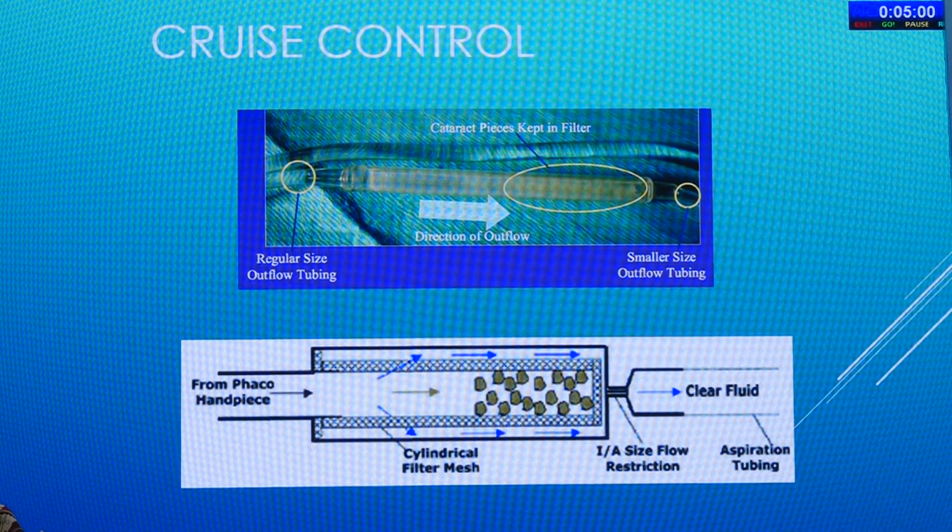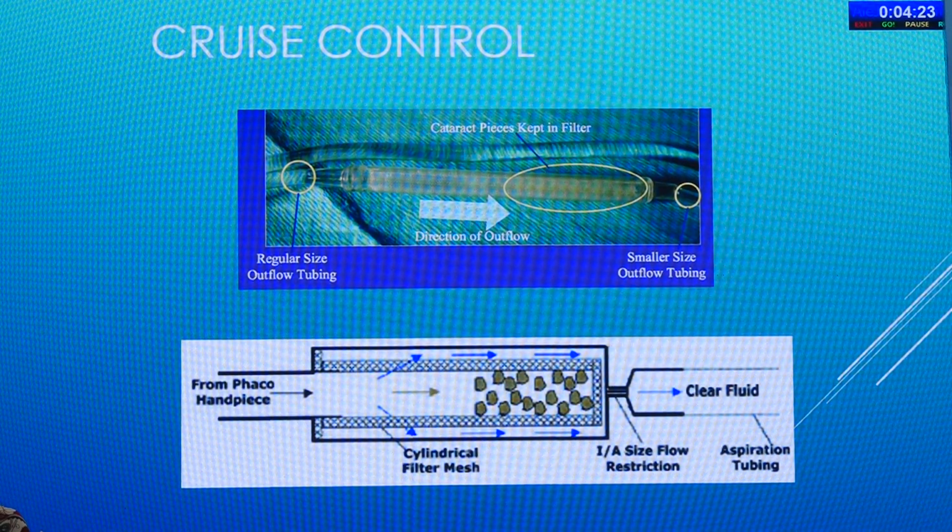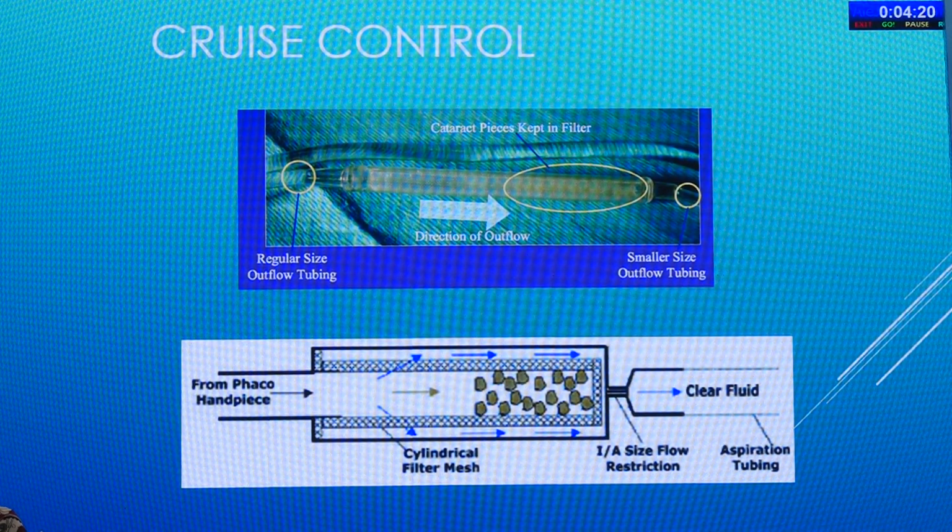Another modification came by Star Surgical in the form of cruise control. In cruise control, we are basically improving the aspiration system. What we do is limit the exit of the fluid. How? Near the aspiration tubing, we have a fluid restrictive exit after a cylindrical mesh, which restricts the exit of fluid without affecting the removal of the cataractous material. In this way, a smaller amount of fluid is released, so the machine has smartly controlled the exit of fluid and has very smartly controlled the surge.